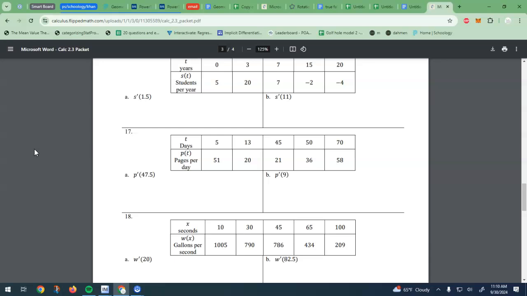What's the label though? They're telling us P of T is pages per day, which is unusual. Usually pages per day would be the derivative. Set it up however you want. So they're setting it up so pages per day is P. And every time you go down a level, you add a per whatever, like meters per second squared. The label here would be pages per day squared.